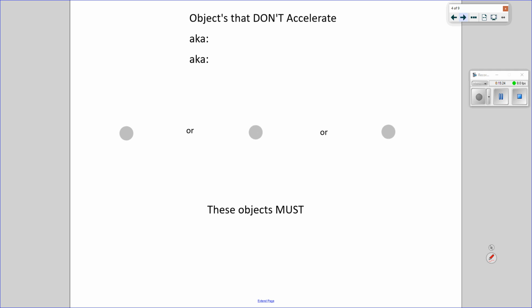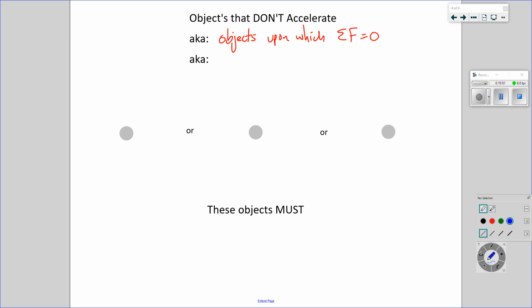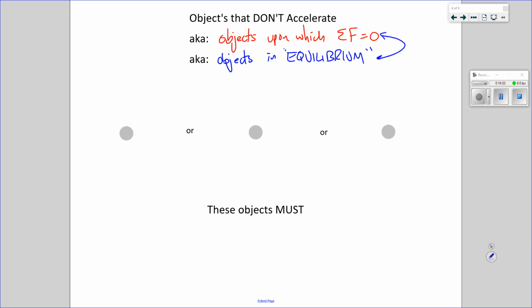Okay, now let's focus a little bit on objects that don't accelerate, AKA objects upon which net force equals 0. Here's a good vocabulary word: AKA objects in what we call equilibrium. Equilibrium means net force is 0.